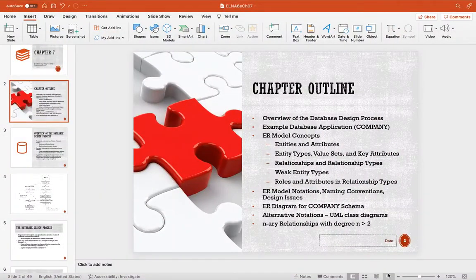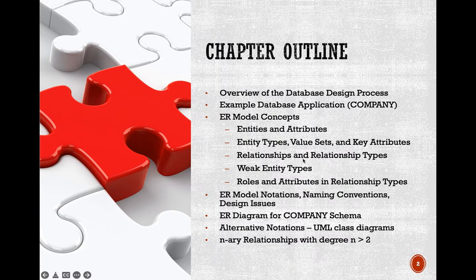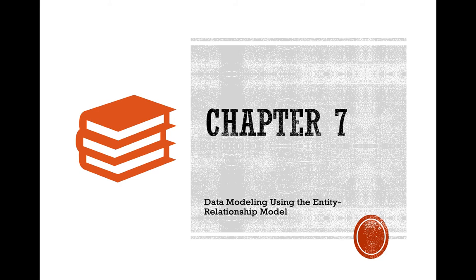Hello everyone. So in this segment we are going to see ER diagram. So we are going to start a new chapter. This chapter is about overview of database design process. So this is chapter 7 from the textbook 6th edition. All right, and I believe in 7th edition this is chapter 3. So this is about data modeling using entity relationship diagram.